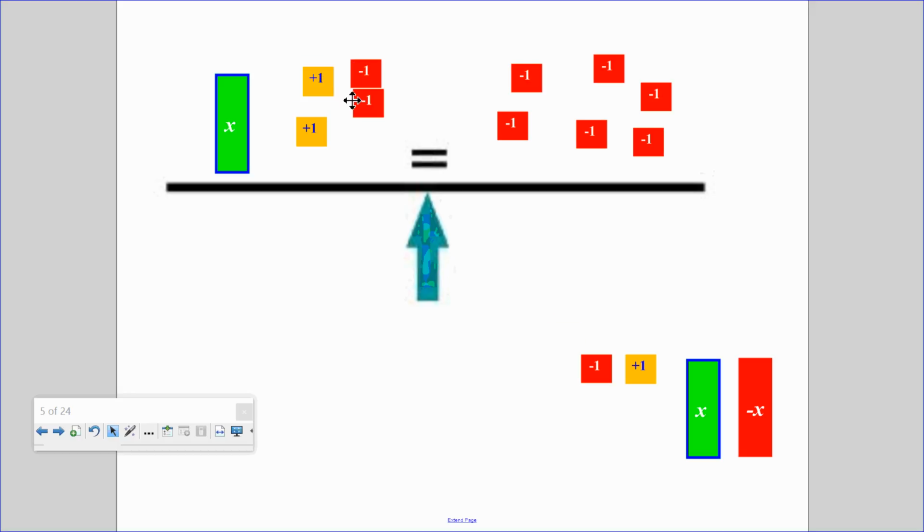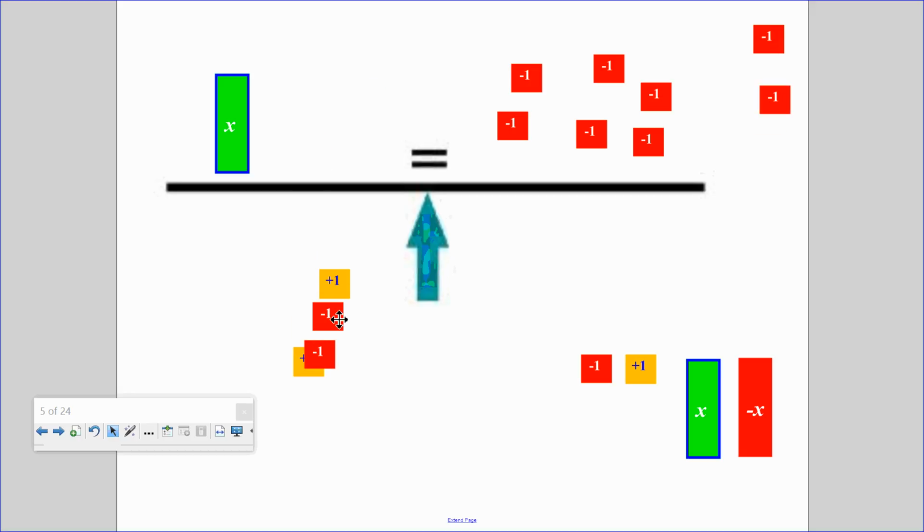Minus 2. Balance it out, please, with the right side, minus 2. These cancel out, so x is equal to negative 8.